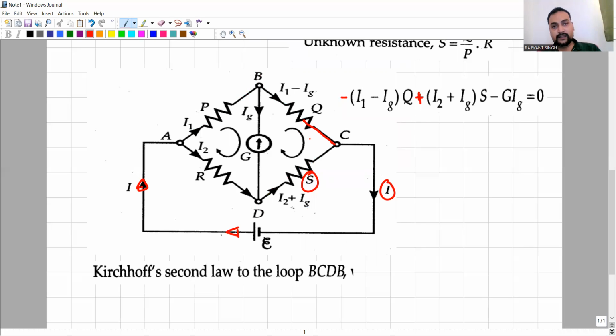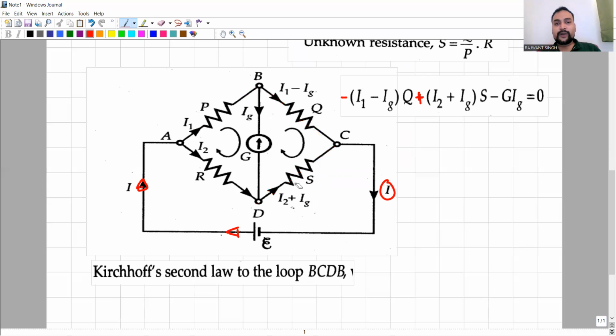In this book, as I told you before, there are different books following different conventions. You will always follow the convention as I taught. Potential drop is negative, potential rise is positive. And then again, you have to complete the loop equation. You have done BC and CD, so you have to come back to the point B.